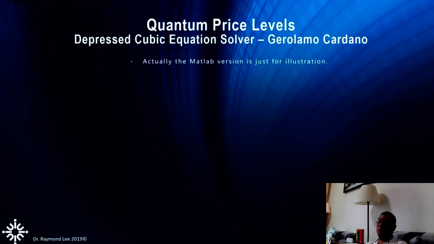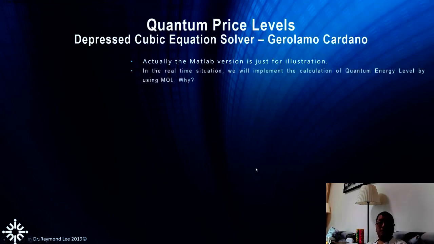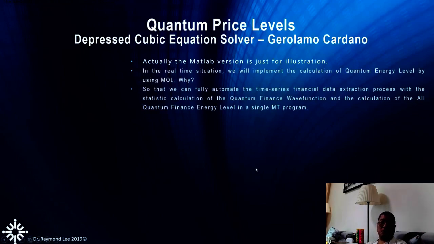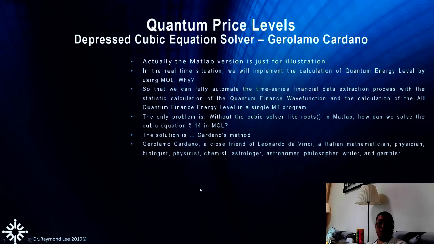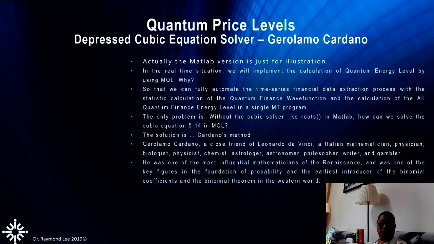So how about for the MP4? Because MP4 doesn't have the root function, we are using another trick. This trick is not difficult. If your mathematics is good, you already have the solution. Because there is one guy called Cardano, who was born in 1843. The reason why I know is because he's a close friend of Leonardo da Vinci. He is also an Italian mathematician, chemist, physicist, and so on, and gambler, of course.